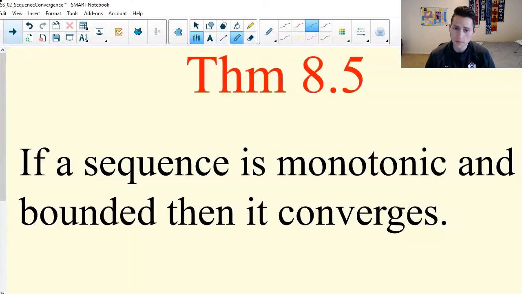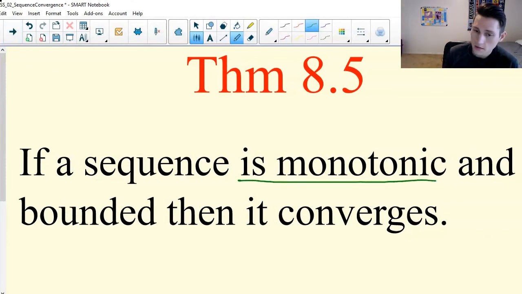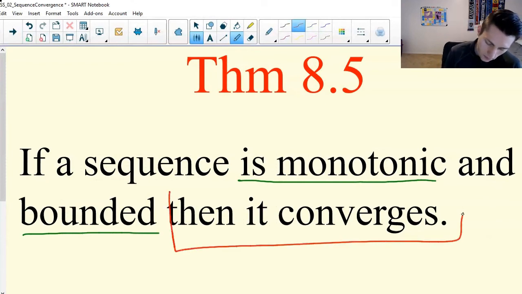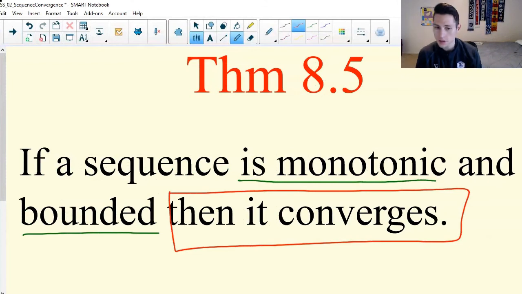And then a nice little theorem. Sometimes if we just want to determine, hey, does this sequence converge? Well, we can use this test. If a sequence is monotonic and it's bounded, then we know for sure that it converges. So this is just a way that we can prove, yes, this sequence does converge. We just have to figure out, is it bounded on either side, and is it monotonic?